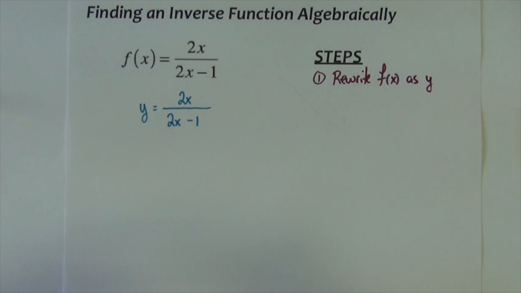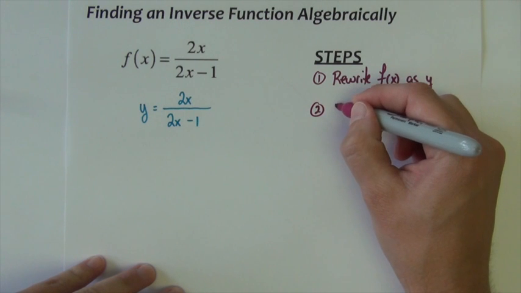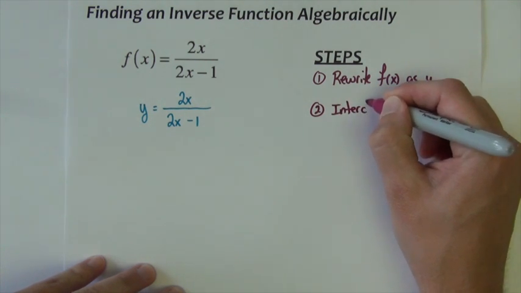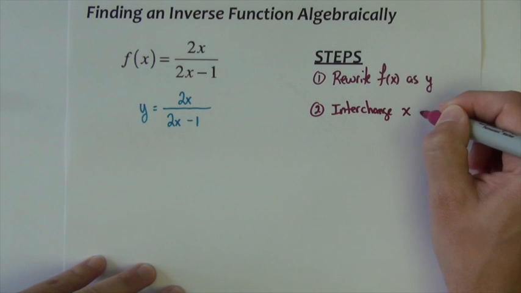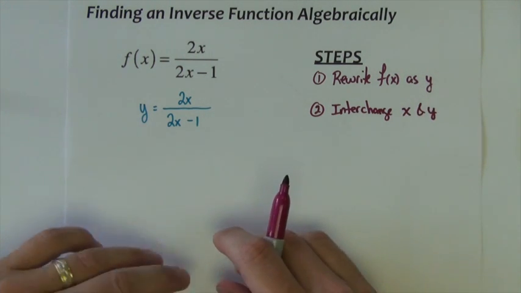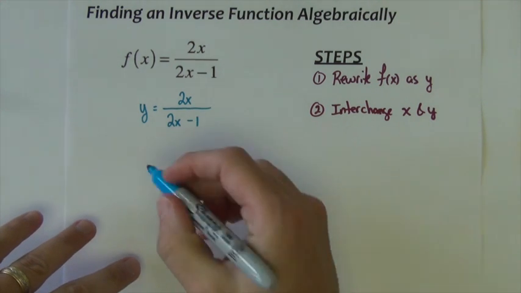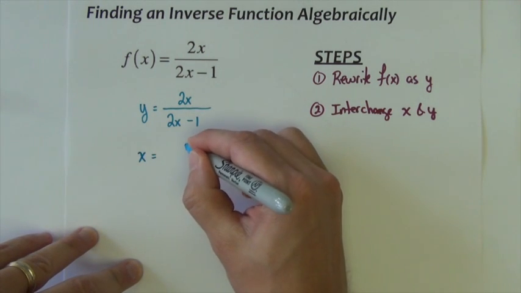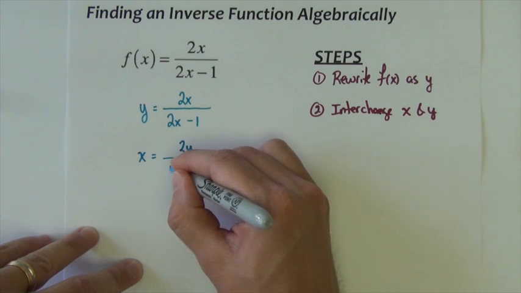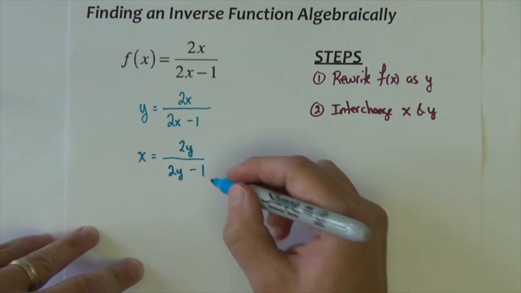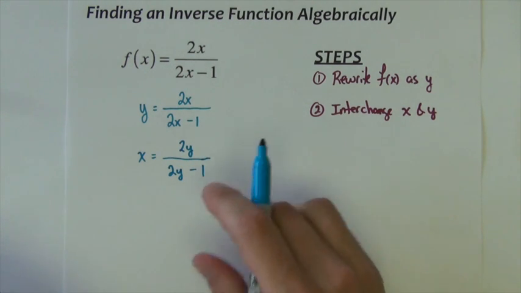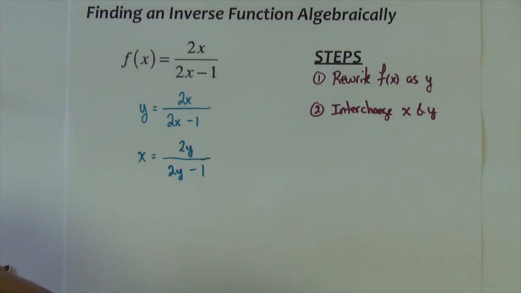Next thing I'm going to do is kind of the step that involves the definition of inverses. I'm going to interchange the x and the y. In other words, all of my y's are going to be written as x's and all my x's are going to be written as y's. Everything else stays the same. So this becomes x equals 2y divided by 2y minus 1. Notice the 2's stayed where they were, the minus 1 stayed where it was, just the x became y, the y became x. Okay, that's an easy step.